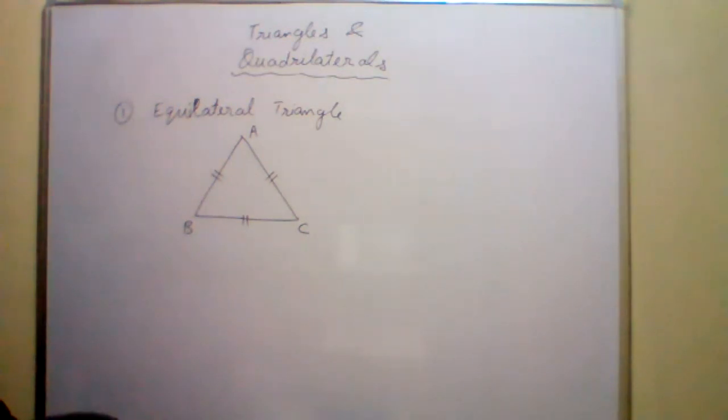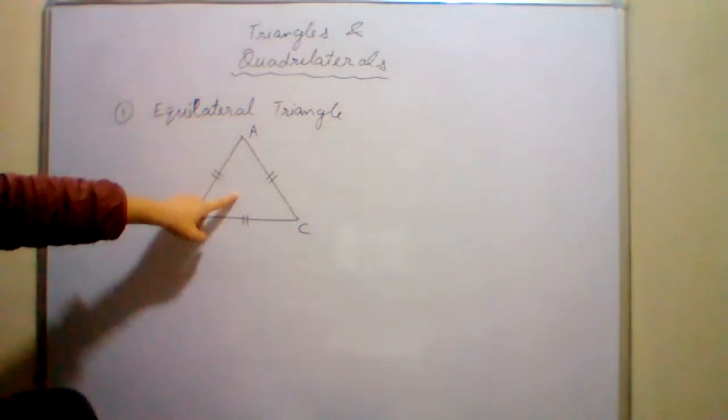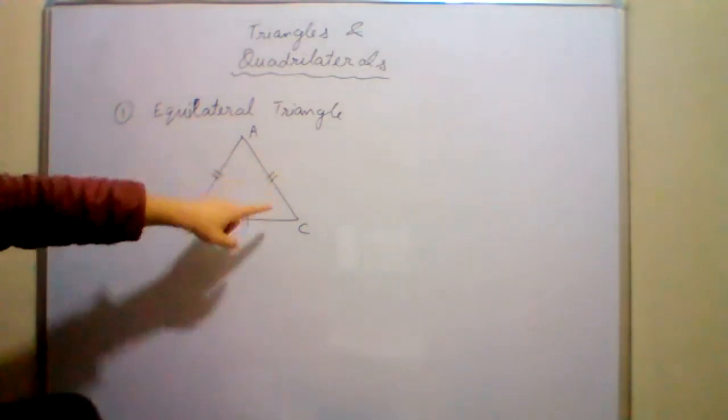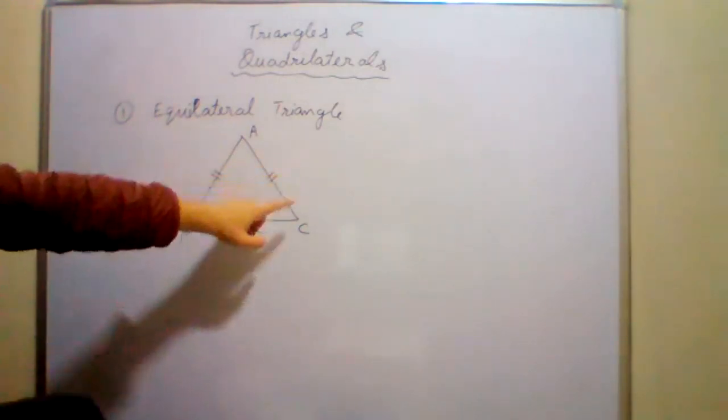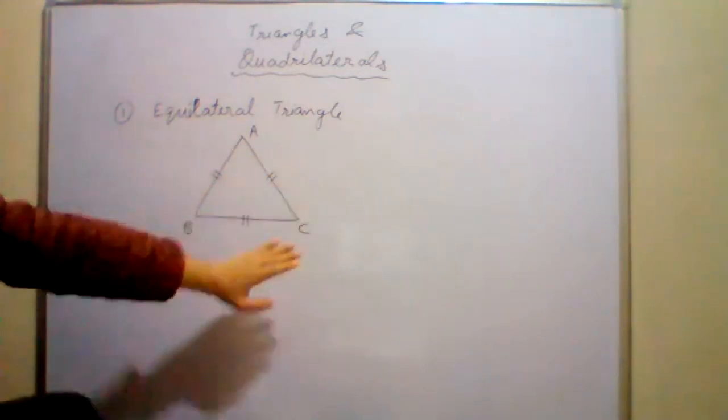Okay, I'm going to explain all these. First one is equilateral triangle. In an equilateral triangle, all the three sides are equal. It is a must that all the three sides should be equal.